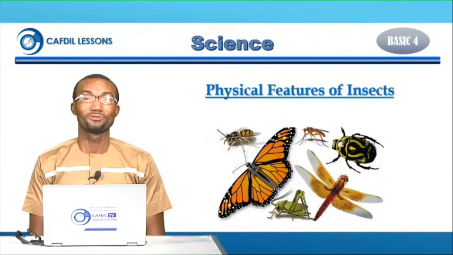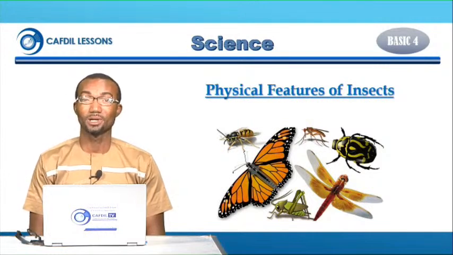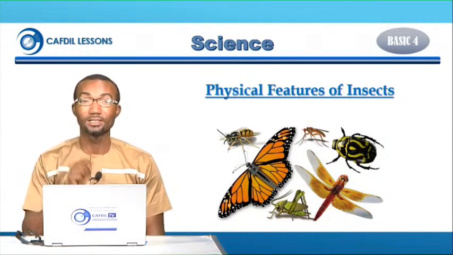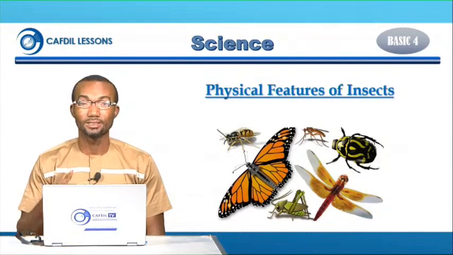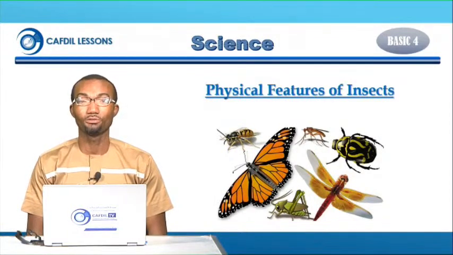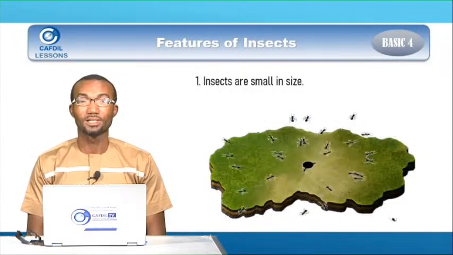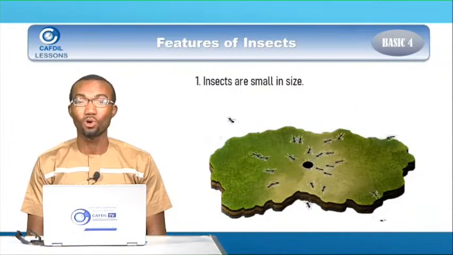Now let's look at the physical features of insects. When you talk about physical features, we are talking about things that, when I see that animal, I'll recognize that this is an insect. So these are the things that we are going to look at. Physical features of insects. The first one is that they are small in size.